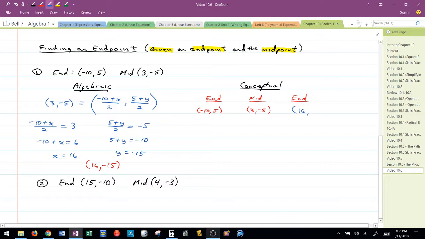Do the same thing with the y's. To go from 5 to negative 5, I subtract 10, but I'm only halfway there. So I subtract 10 again from the negative 5, and that takes me to negative 15. If you notice, this endpoint and the endpoint we found algebraically are exactly the same thing.